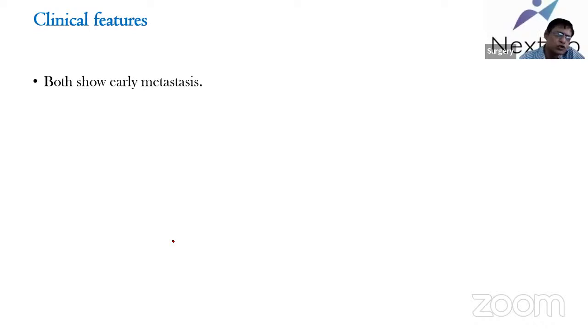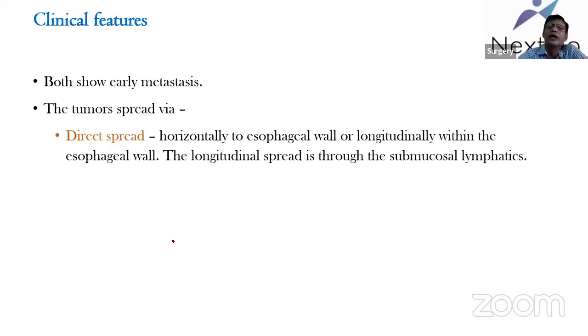Both of these, either the squamous cell cancer or the adenocarcinoma, may metastasize. This tumor may spread via direct spread, that means within the wall of the esophagus itself, either horizontally or longitudinally, both ways. This is known as direct spread. It may invade horizontally into the adjoining structures, or travel longitudinally within the esophageal wall over a long distance.